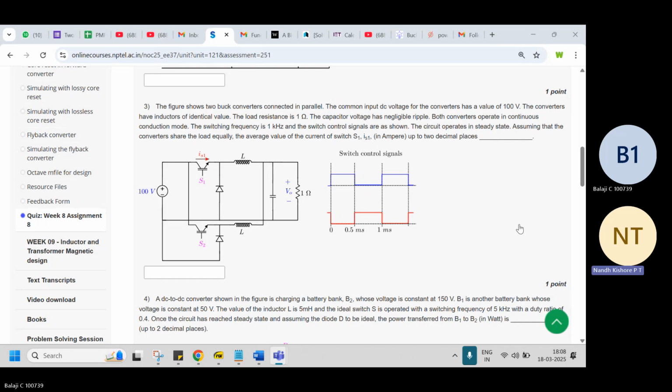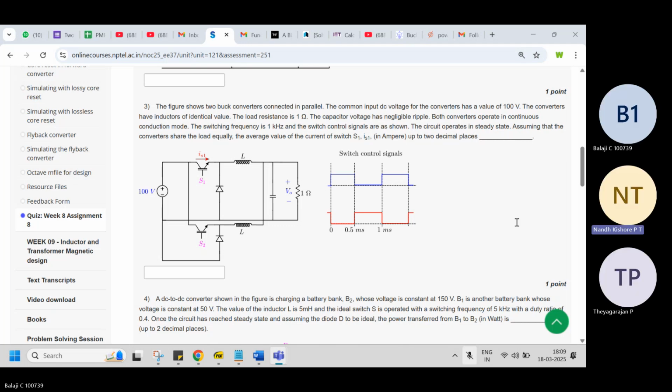Figure shows two buck converters connected in parallel. The common input DC voltage for the converters has a value of 100 volts. The converters have inductors of identical value. Load resistance is 1 ohm. Capacitor voltage has negligible ripple. Both converters operate in CCM. Switching frequency is 1 kilohertz. Assuming that the converters share the load equally, find the average load current of switch S1.